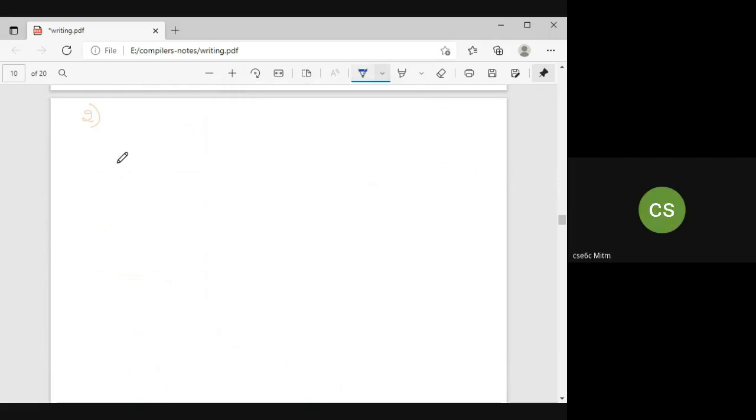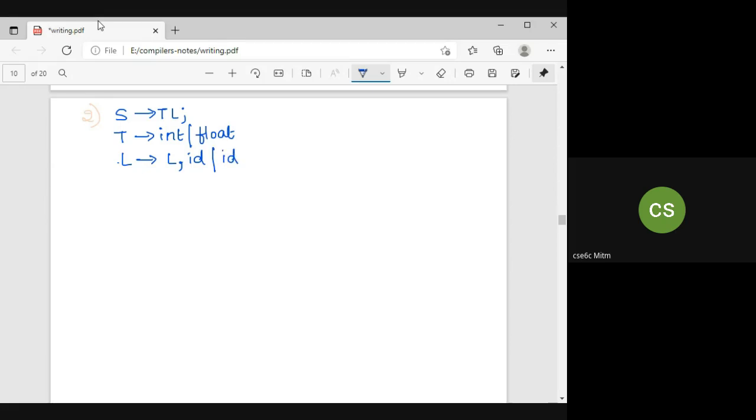Okay, we'll go ahead and solve another problem. So the second problem, write down the grammar. S goes to T L semicolon. T goes to int or float. L goes to L comma ID. Be careful when you write, or ID.